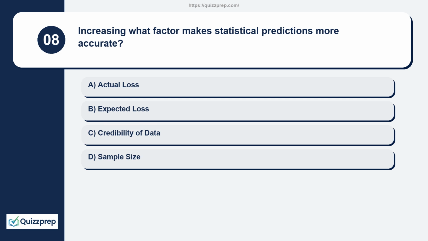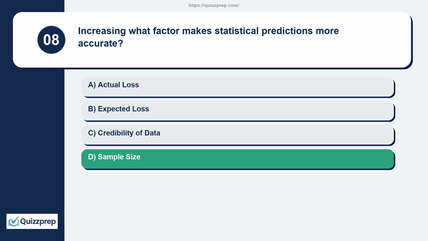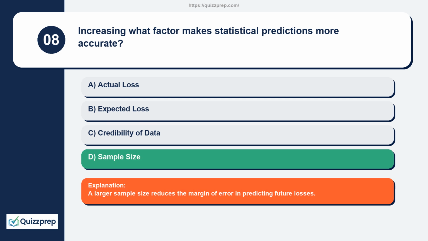Question 8. Increasing what factor makes statistical predictions more accurate? Actual loss. Expected loss. Credibility of data. Sample size. A larger sample size reduces the margin of error in predicting future losses.